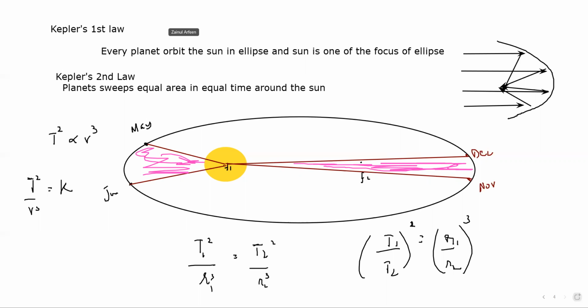Then another method is there which is called a standard candle. According to the standard candle model, what we assume is that the luminosity is constant, or the power radiated is constant.